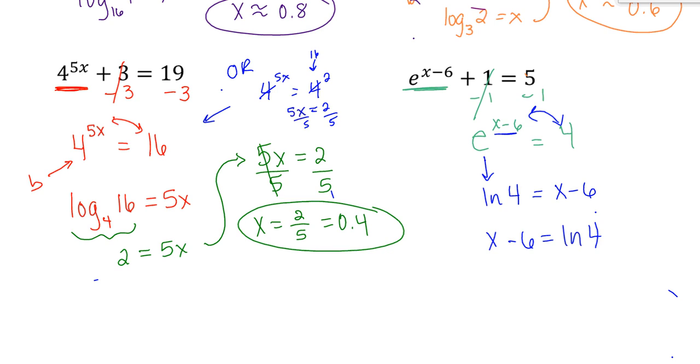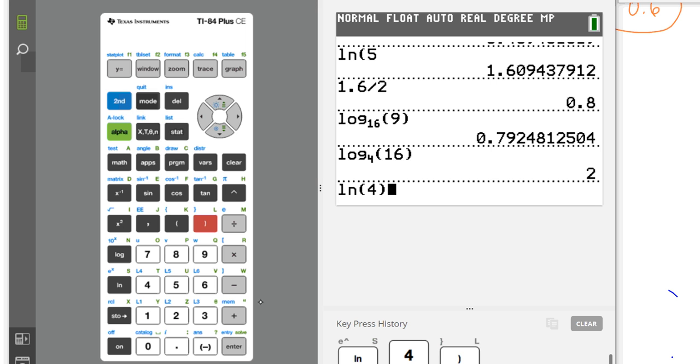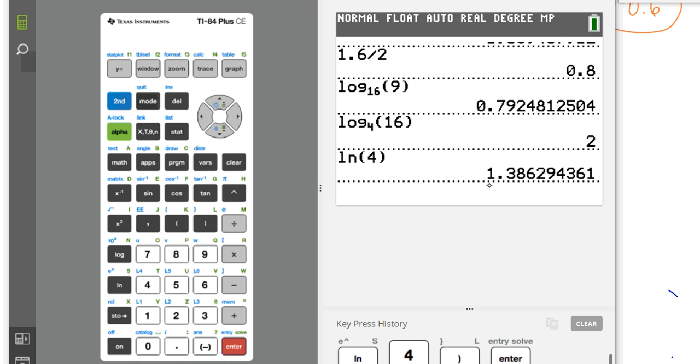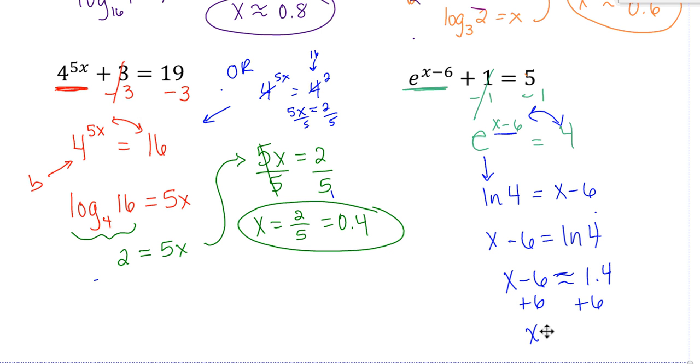Okay, ln of 4, we can plug that into the calculator or on Desmos, doesn't matter. ln of 4, enter, is, we round it to one decimal place. Let's go 3, next number is 8, so 1.4. So x minus 6 is about 1.4. Got to finish solving, so I'm going to add 6, which means x is about 7.4.